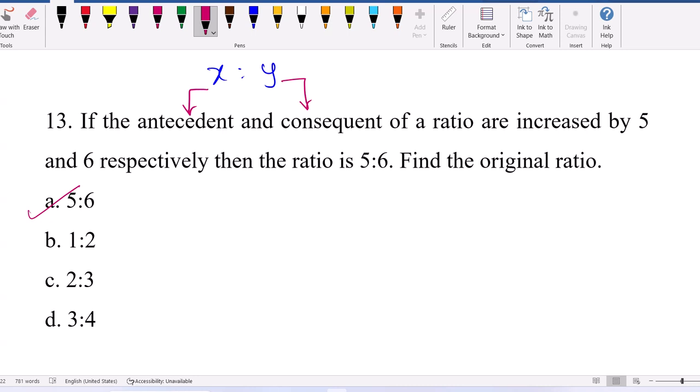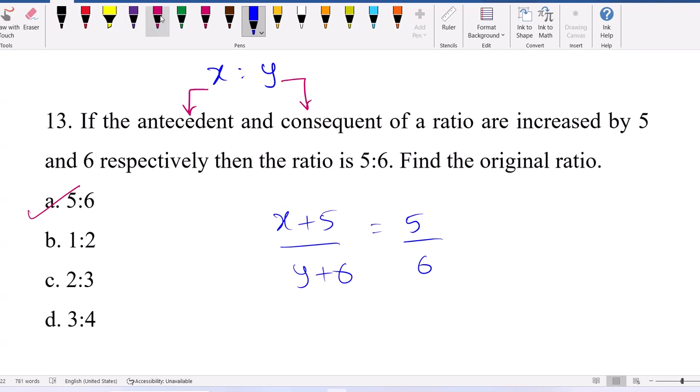Yeah, sir, how, sir? See, first, x is to y, x is to y, okay, fine. Antecedent and consequent, right? For x, I am adding 5. For y, I am adding 6. The ratio is for antecedent 5. Antecedent means the first one, numerator. Consequent means denominator. For numerator x, 5 and for denominator y, 6 respectively are added and it becomes 5 by 6.